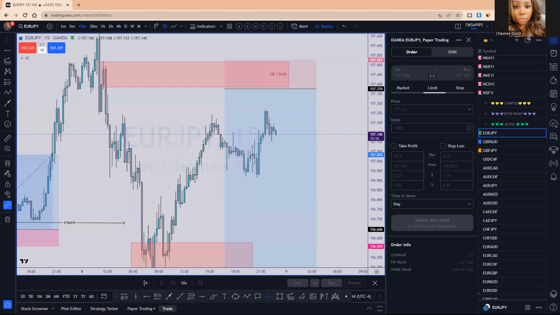So you wait for a change of character to happen on your 4 hour before you drop down time frames to see when price gets into your fair value gap. On the 4 hour, I don't wait for CHoCH. If CHoCH appears, then that's great, but I'm typically just looking to see what's happening on there. So let me go to a clean chart here.